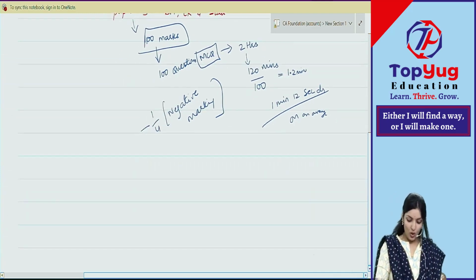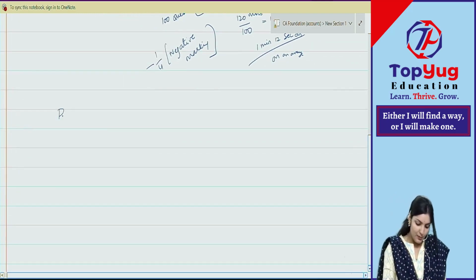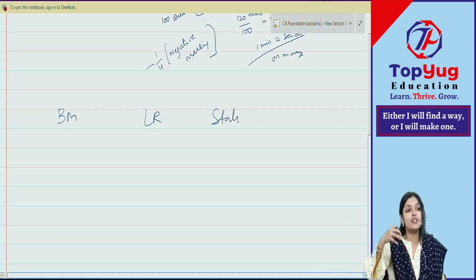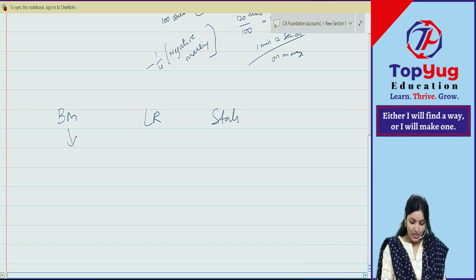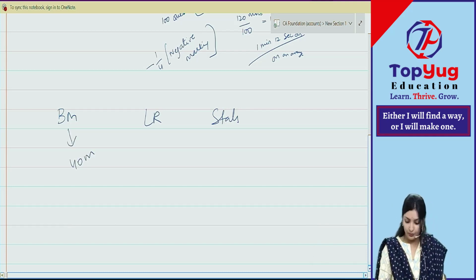ठीक है? Now talking about this BM and then LR and stats. This 100 marks is divided into 3 parts. BM would be giving you 40 marks. LR will give you 20 marks.